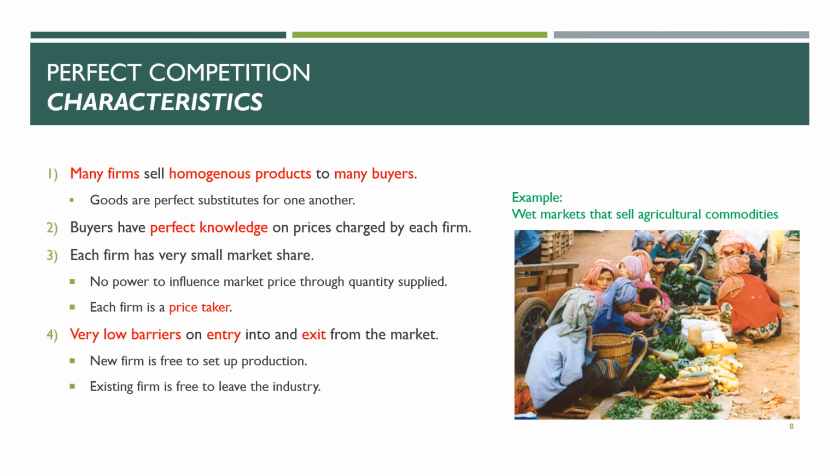In a perfect competition market, there are many firms selling homogeneous products to many buyers. Besides that, buyers and sellers have perfect knowledge of prices charged by each firm. Each firm has a very small market share, therefore each firm has no power to influence market price through quantity supplied. In other words, each firm is a price taker.